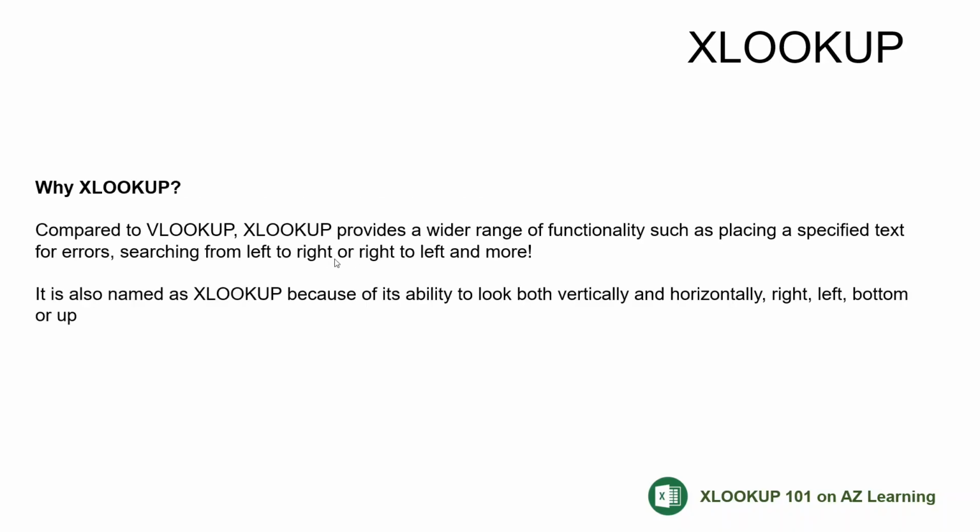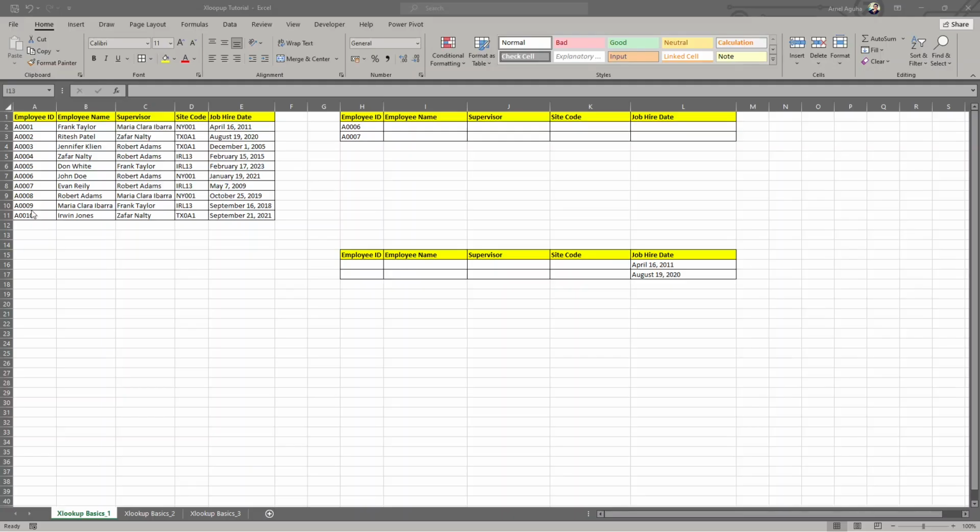And also, why XLOOKUP? Compared to VLOOKUP, XLOOKUP provides a wider range of functionality, such as placing a specified text for errors, searching from left to right, or right to left, and more. It's also named as XLOOKUP because of its ability to look both vertically and horizontally, right, left, bottom, or up. Okay, so let's get started.